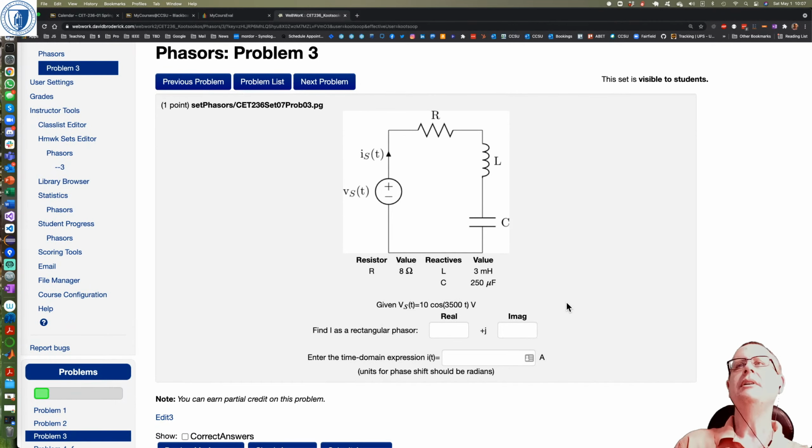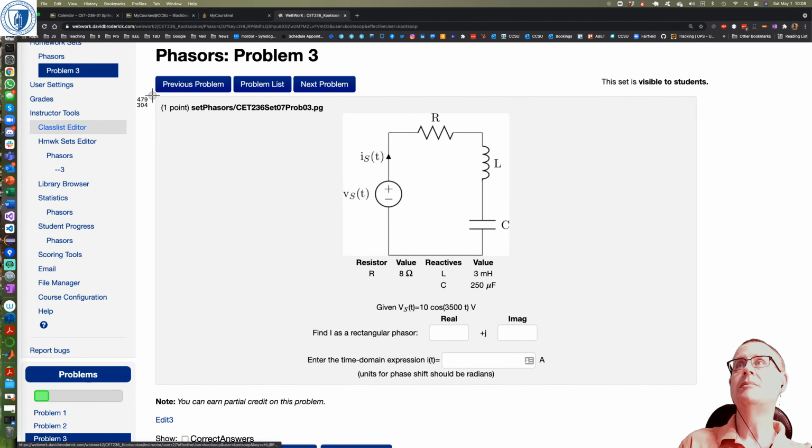Okay, question 3. What do we got? We've got a resistor, an inductor, and a capacitor. And we have a 0 phase voltage with a frequency of 3500 radians per second. And we want to find I as a rectangular phasor this time, so it's the real part and the imaginary part. And find a time domain expression for I, and again the phase shift should be in radians.